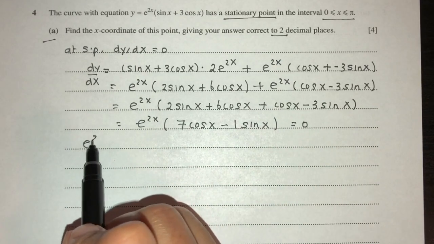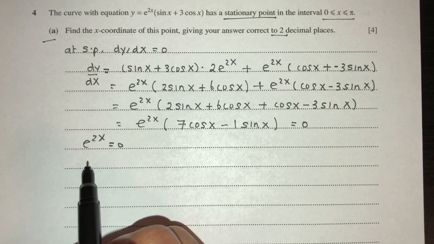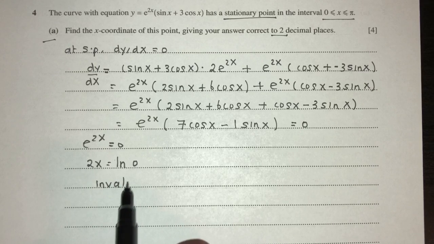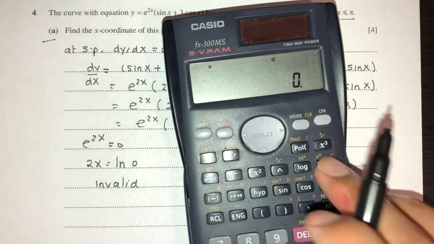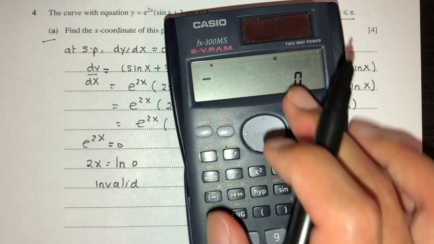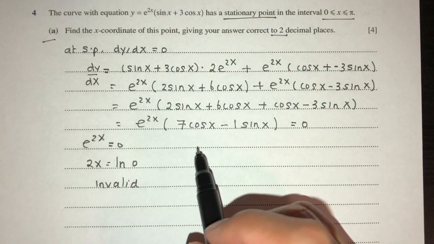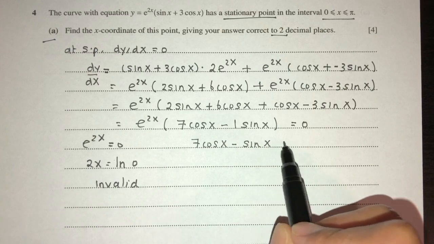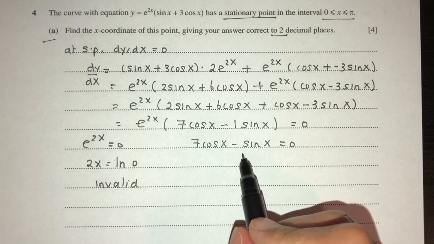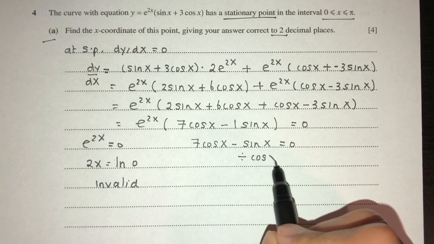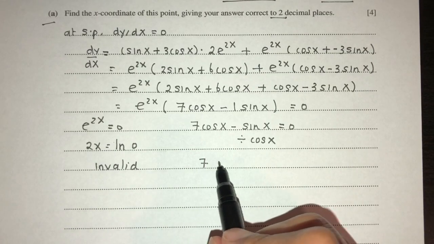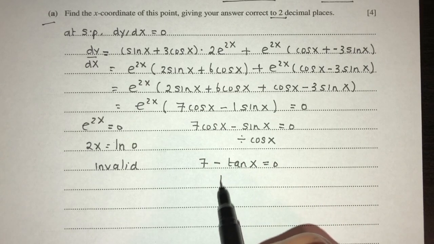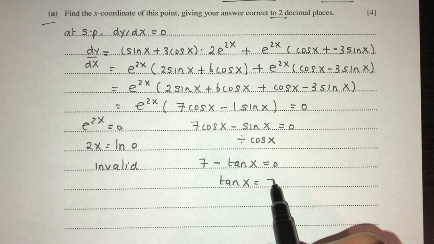Now we have to equate that to 0 to find the point. Now the first possible value will be this one. So 2x is ln 0, which will be invalid. Because if you check using your calculator, ln 0 is not a valid answer in the real numbers. Now for this one, 7 cos x minus sin x is equal to 0. Now we have to divide by cos x everywhere. You will get 7 minus tan x equal to 0. So tan x is equal to 7.